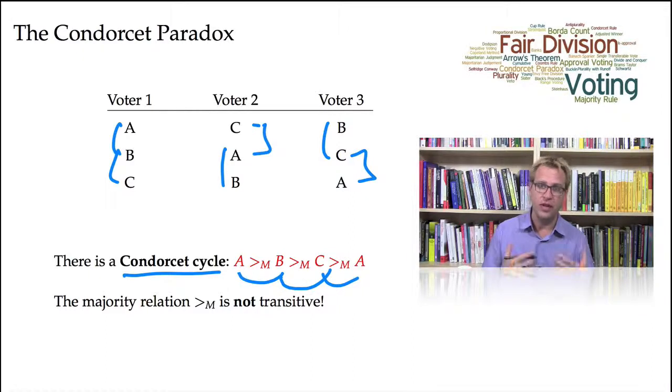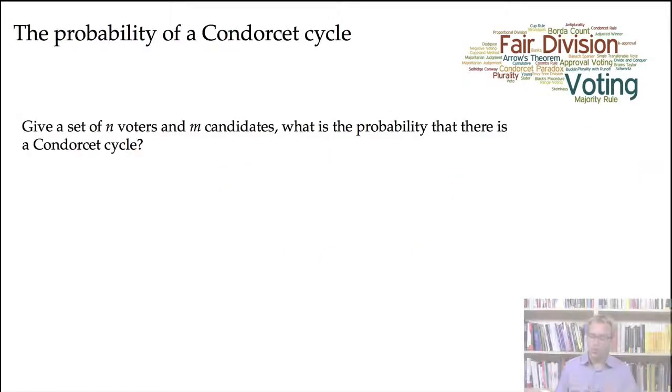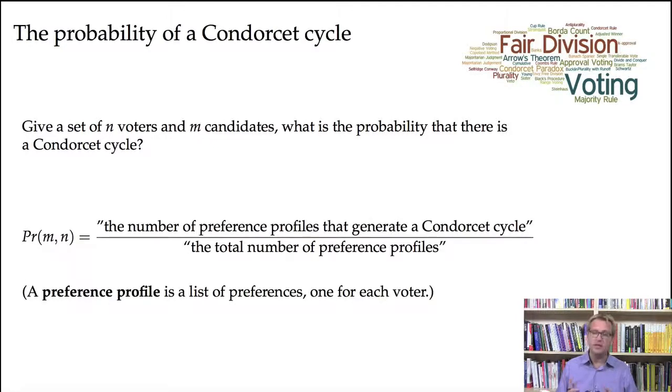So the question we're interested in is, what is the probability that such a cycle exists? If we fix n voters and m candidates and allow them to choose their preferences however they want, we want to know how likely it is that we will see a particular profile generating a Condorcet cycle. So how prevalent is the Condorcet cycle phenomenon? The calculation of this probability is completely straightforward.